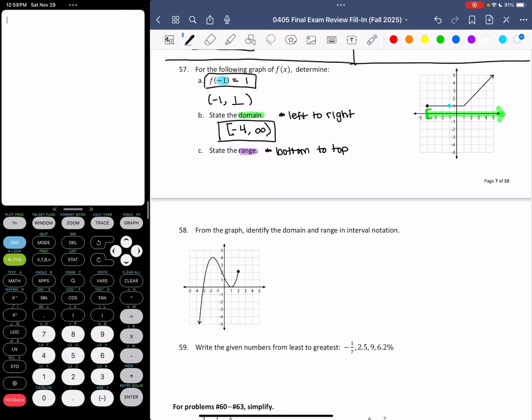Looking at your graph here, my lowest y value is right here at 1. So I'm going to put a little bracket like this. And then my highest y value goes on forever because of that arrow. So we would state that our range starts with a bracket at 1, and then the highest value would be positive infinity, because this is positive infinity up here. That would be my range, bottom to top, so lowest to highest.